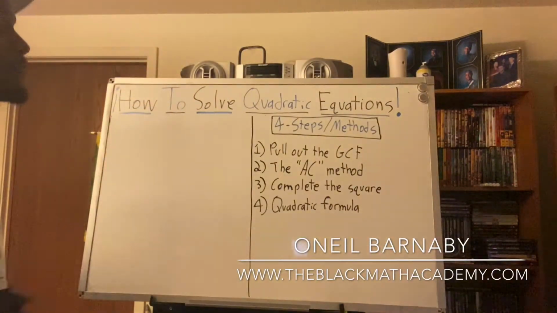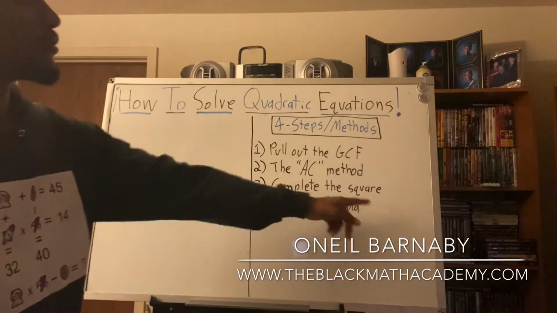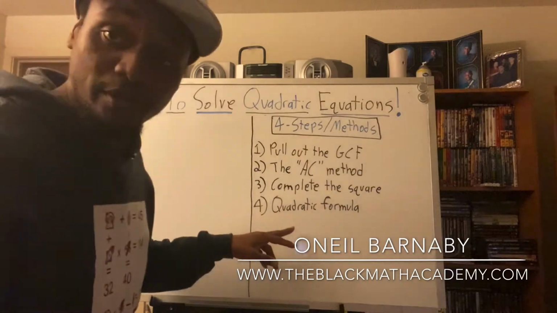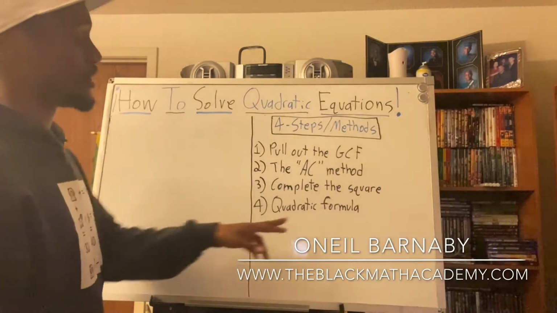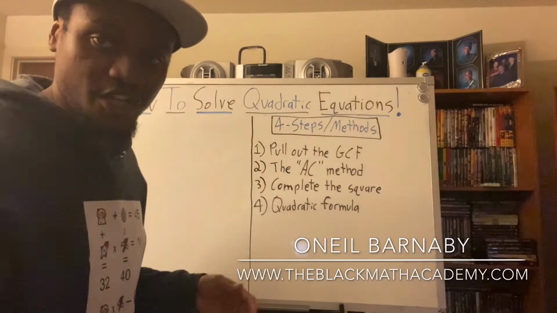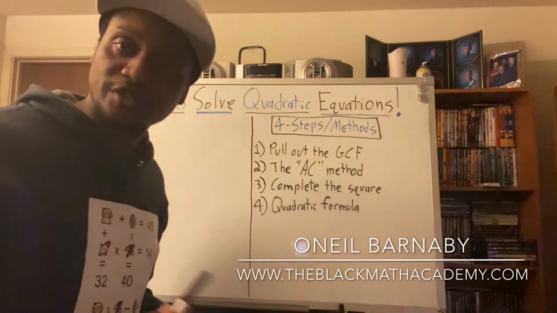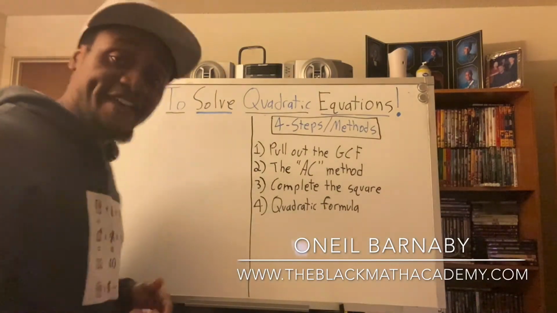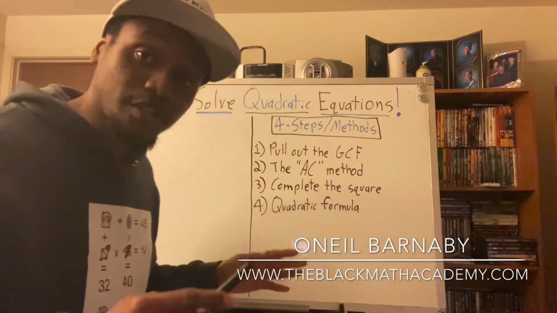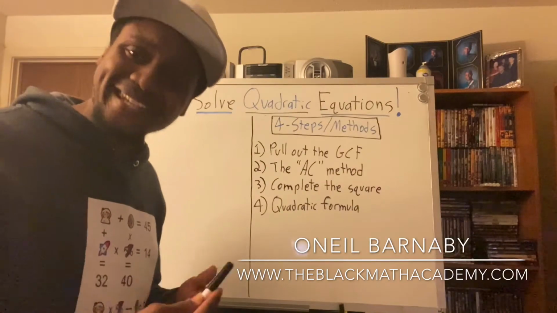Remember the four steps real quick. We've got pull out the GCF, the AC method, complete the square, and the quadratic formula. The quadratic formula is what we're going to be talking about today. You definitely want to use this option when the first three fail, for some reason you can't do it or it's not efficient. The quadratic formula is your option of last resort. As an aside, you actually can use the quadratic formula to solve any quadratic equation. It will work, it just tends to be tedious.